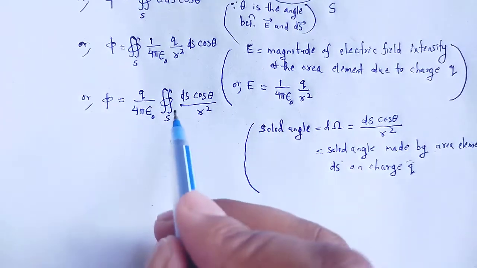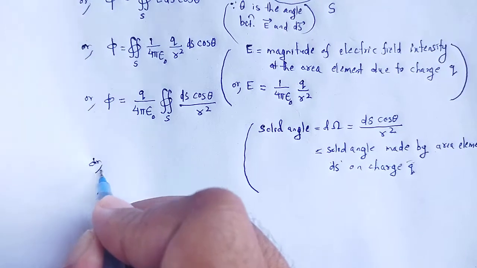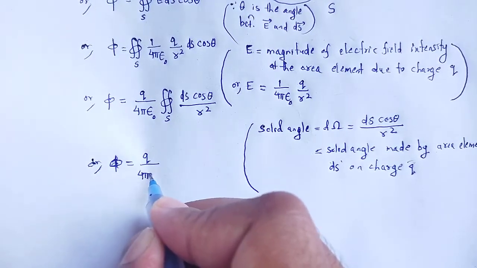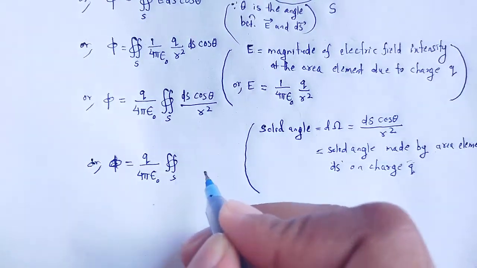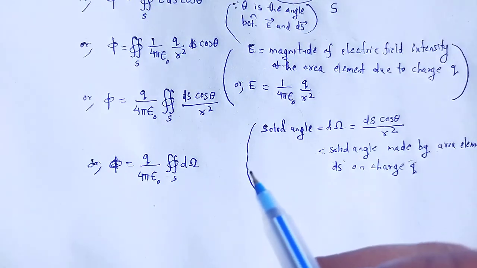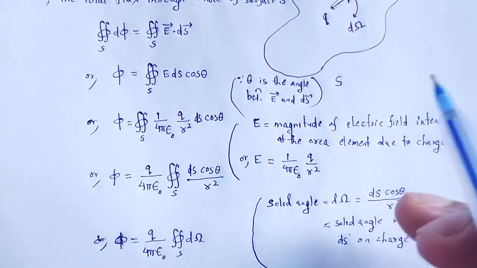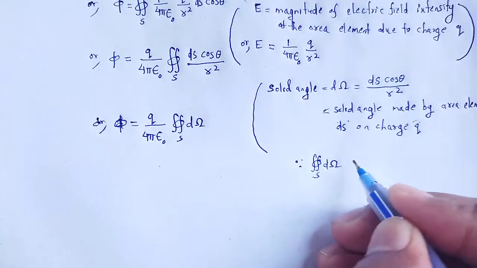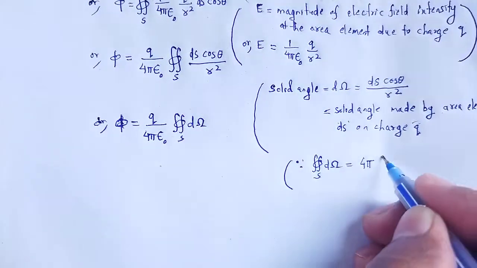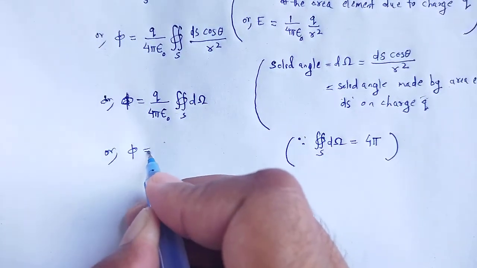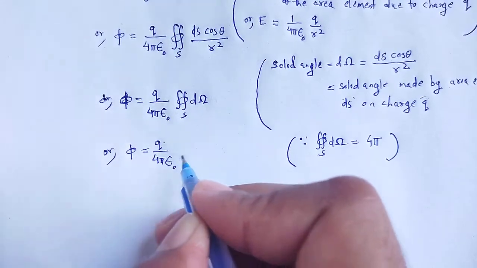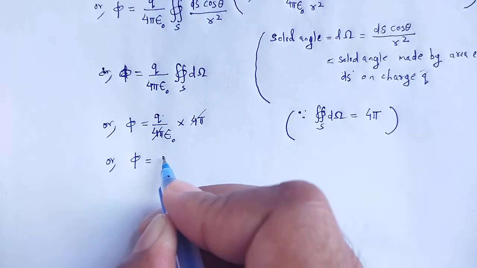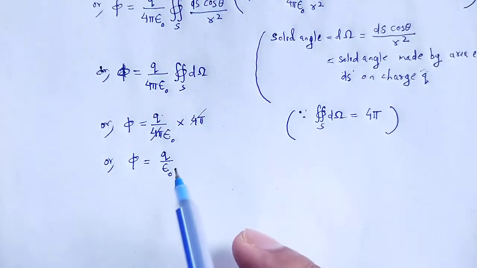Now instead of that quantity we substitute d omega. Phi is equal to q by 4 pi epsilon naught, closed surface integral over S of d omega. The total solid angle will be how much? That is 4 pi, as the closed surface integral over S of d omega is equal to 4 pi. So phi is equal to q divided by 4 pi epsilon naught into 4 pi, the 4 pi cancel out, so phi is equal to q divided by epsilon naught. That is proved.